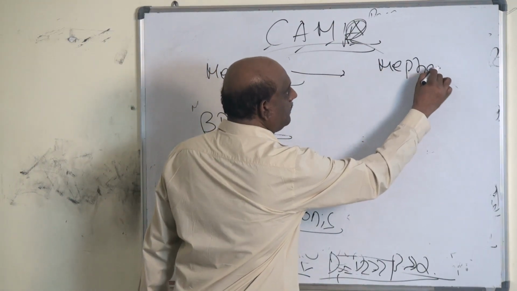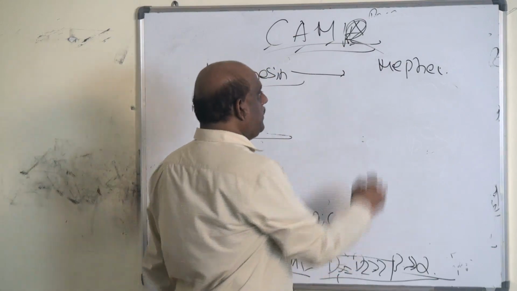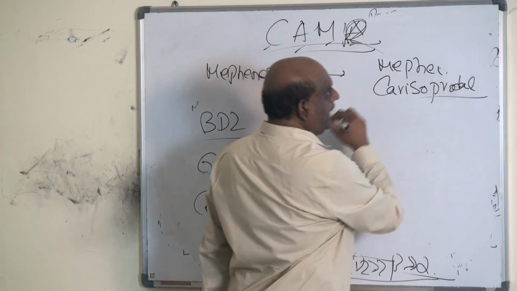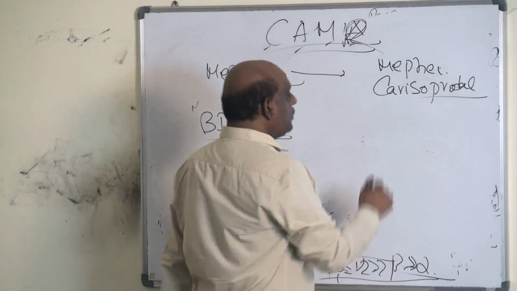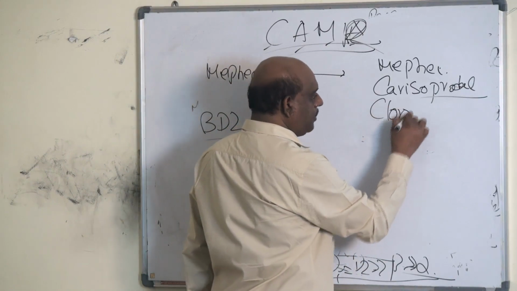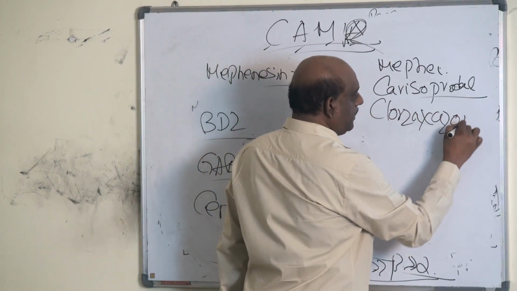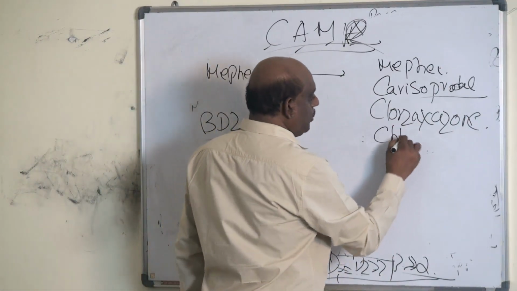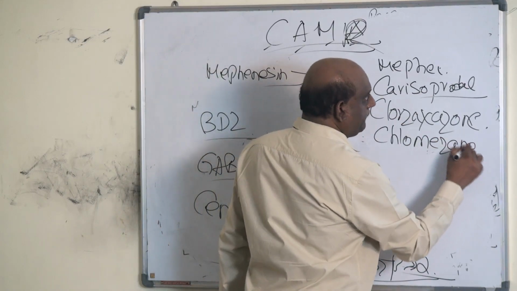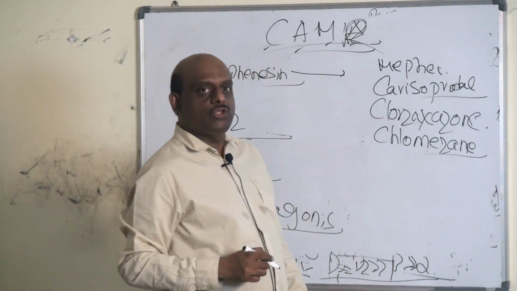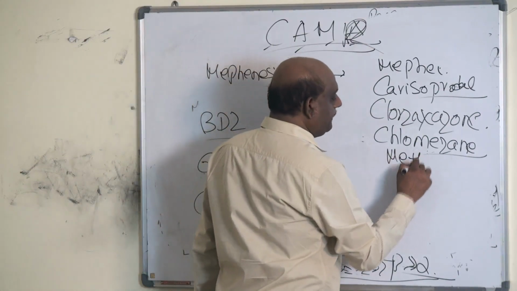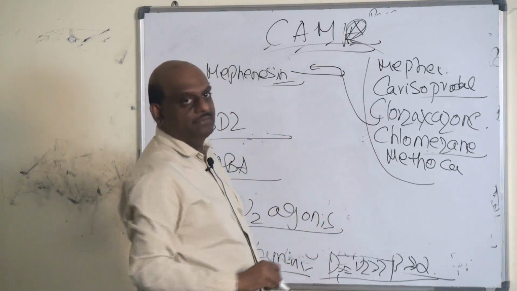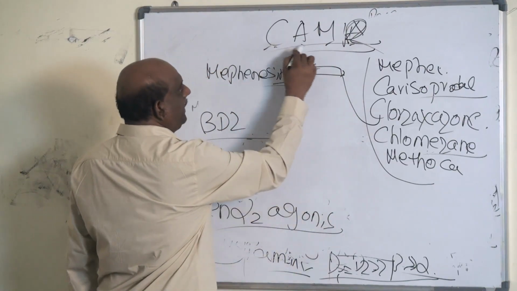Mephenesin itself, then carisoprodol is a centrally acting, then chlorzoxazone, right? Then chlorzoxazone, clomazanone is also a mephenesin congener, and methocarbamol. So these are all the centrally acting mephenesin derivatives, which are centrally acting muscle relaxants.